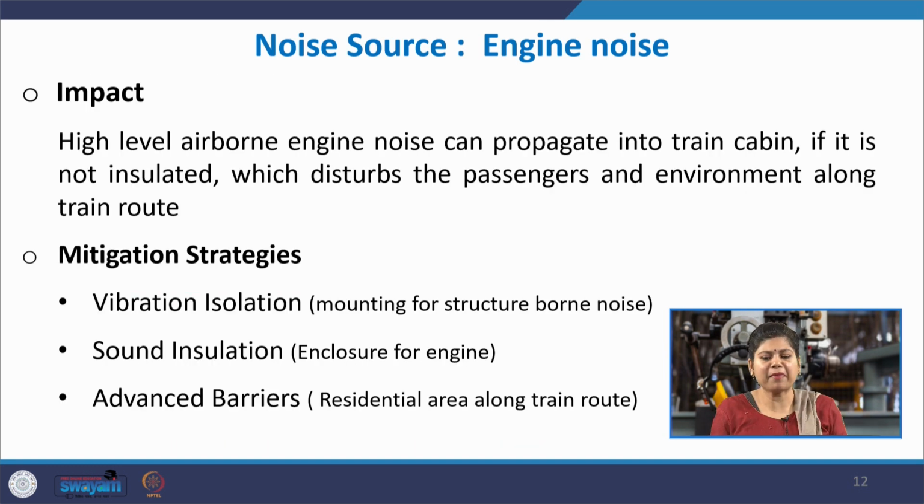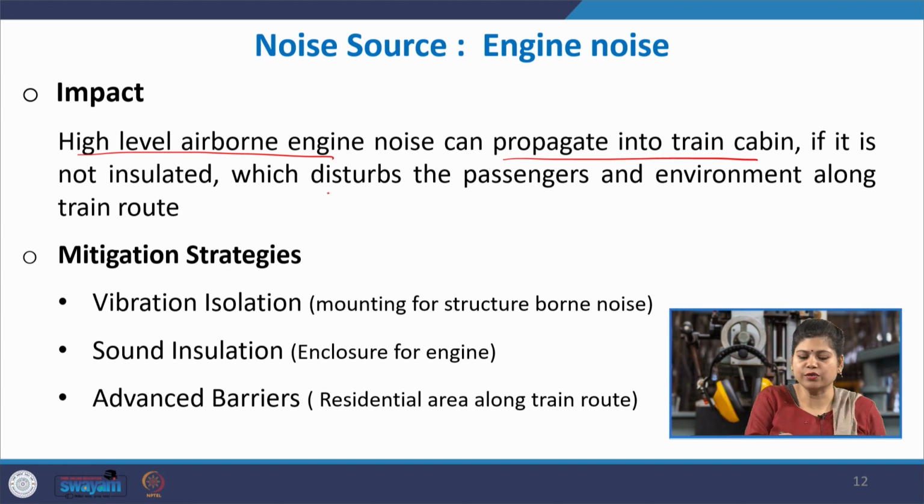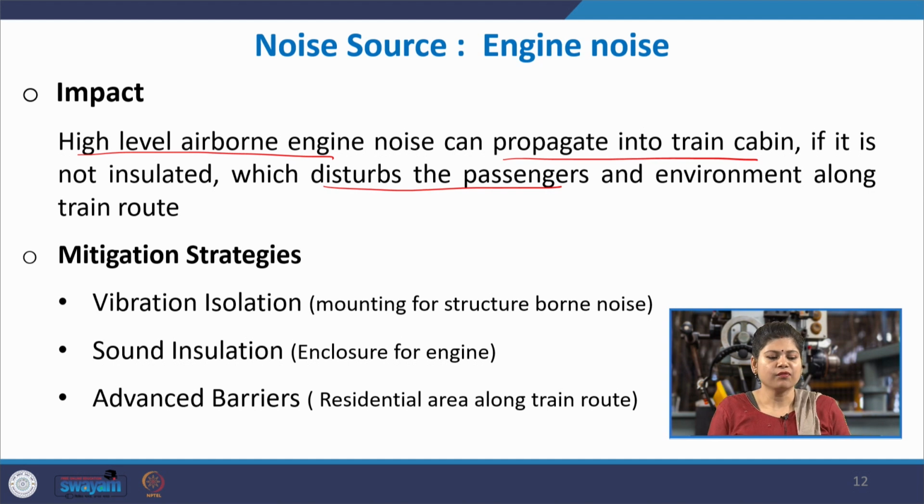Now, what is the impact of this engine noise? High level airborne engine noise can propagate into the train cabin, and if the train cabin is not properly insulated, obviously it is going to cause disturbance to the passengers, and when the air is passing through, this airborne noise can propagate into the nearby environment along the train route.